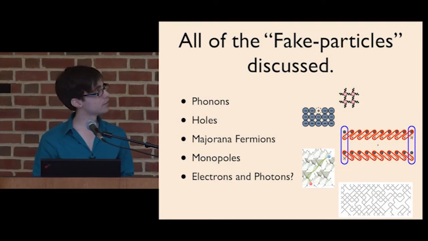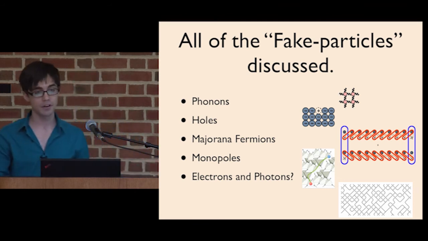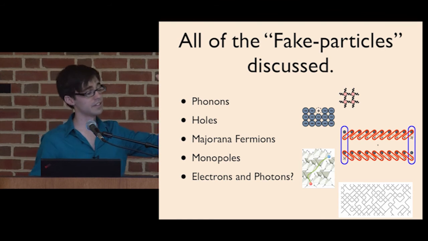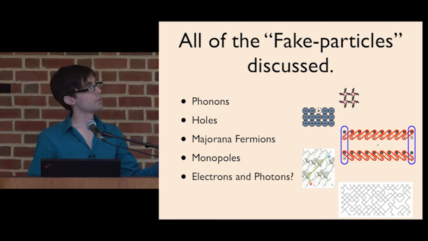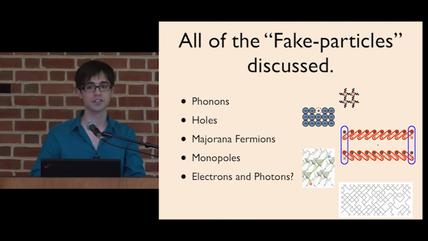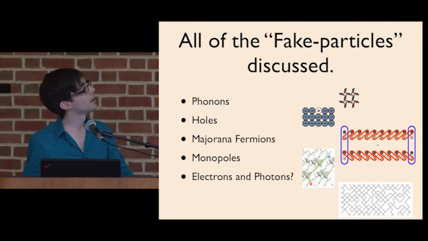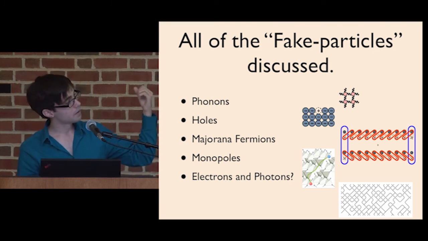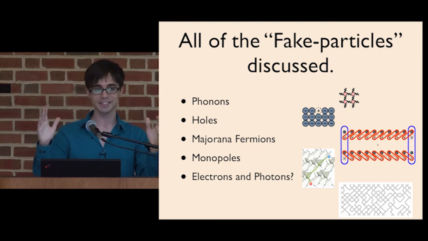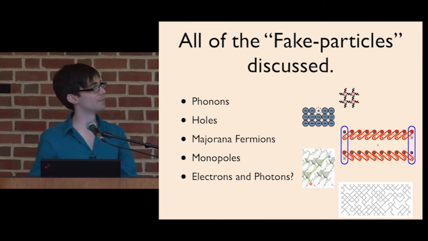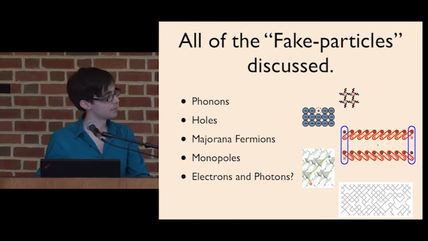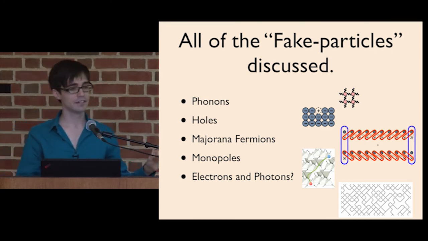So with that, I'll wrap up. These are the fake particles we discussed. We have phonons, which are the vibrations of a crystal. We have holes, which are the sort of antiparticle to electrons that we can make. And we have Majorana fermions, which are these really strange quantum mechanical combinations of electrons and holes. We also have magnetic monopoles, and we have maybe electrons and photons.